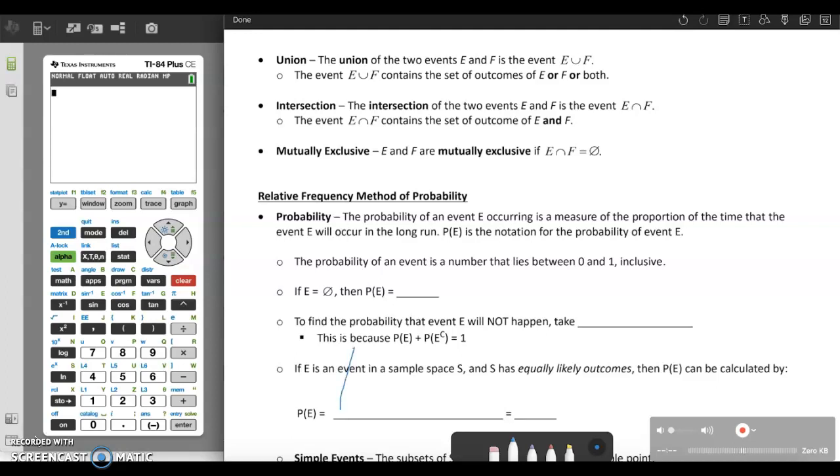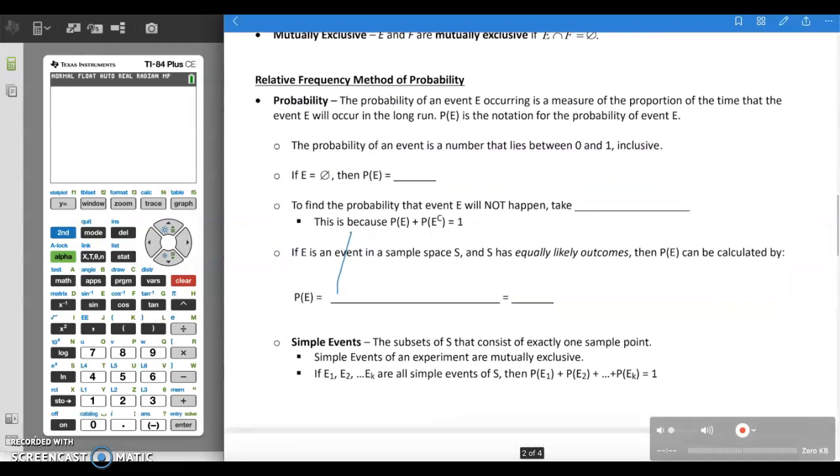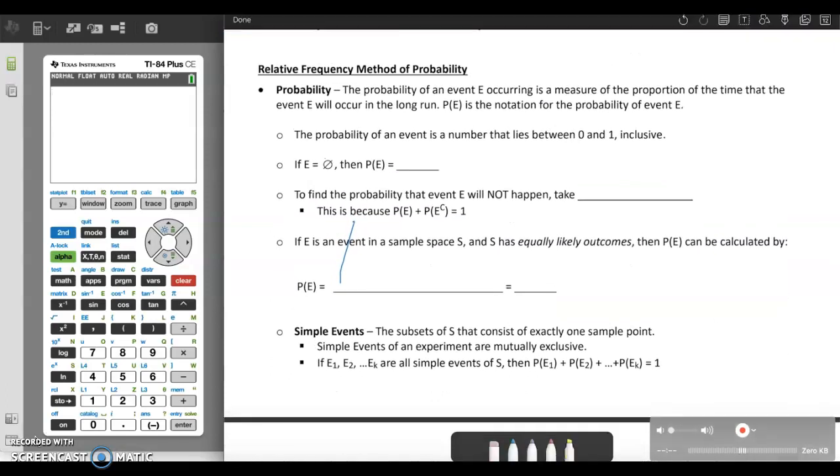Now, the relative frequency method for doing probabilities is probably what you think of when you originally think of probability. The probability of an event occurring is a measure of the proportion of the time that E will occur in the long run. We use P of E, or P parentheses E close parentheses, as the notation for the probability of an event E. Okay, so basically you divide your outcomes in order to find probabilities.